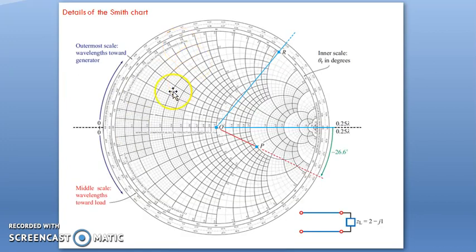Then the details of the Smith chart, that is, we know the resistance and reactance circles. Apart from this, here we have 3 scaling circles. The outermost scaling circle is used to move towards the generator. The next circle is used to move towards the load. These 2 circles are scaled by the wavelength. The third innermost circle is in degrees.